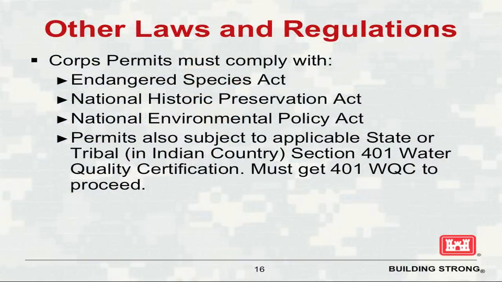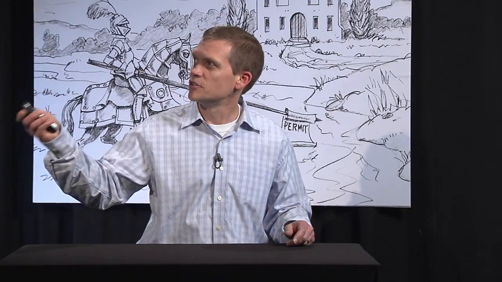So, other laws and regulations. The thing I like to note here is that because the Corps is issuing this permit, that's a federal action. Because we're taking on a federal action, we're required to comply with the Endangered Species Act. We're required to comply with the National Historic Preservation Act, NEPA, and also we're required to obtain 401 water quality certification from the appropriate state, whether it be Missouri or Kansas, before we're able to issue the permit. This is going to be kind of a rub when we're trying to get the information we need to satisfy comments from Fish and Wildlife Service or the National Historic Preservation Office from the applicant, because we have to get the information from them so we can provide it to the different resource agencies.